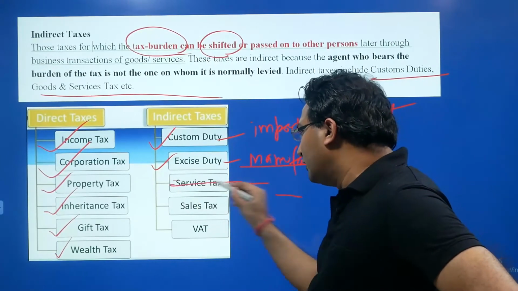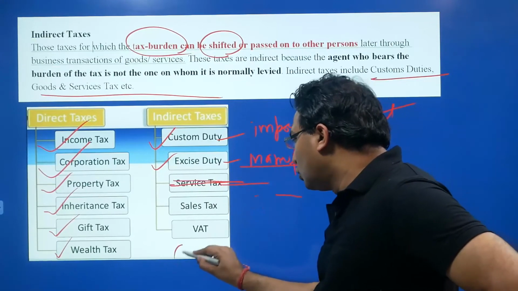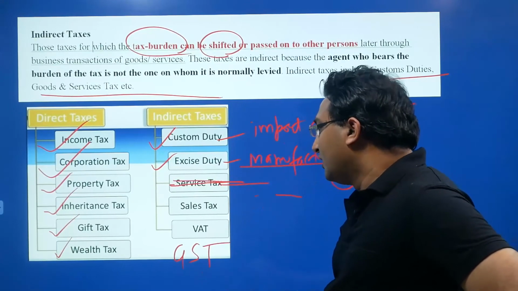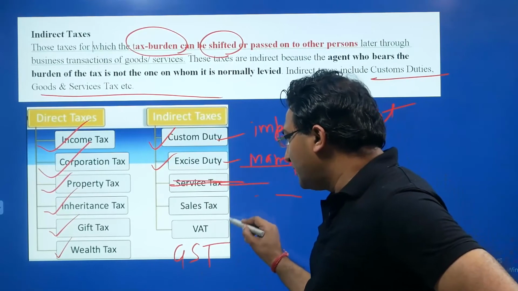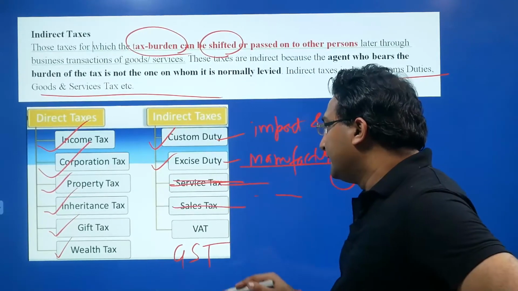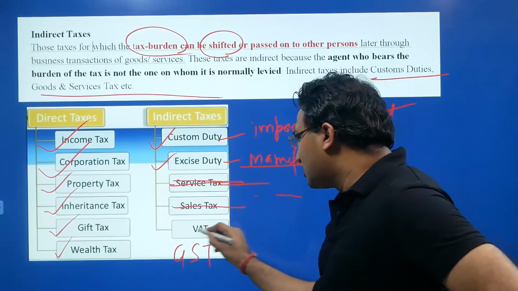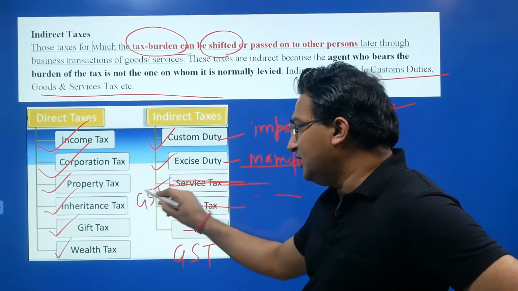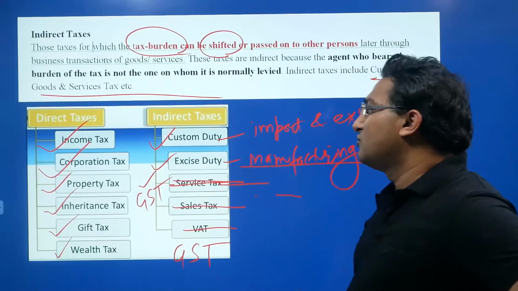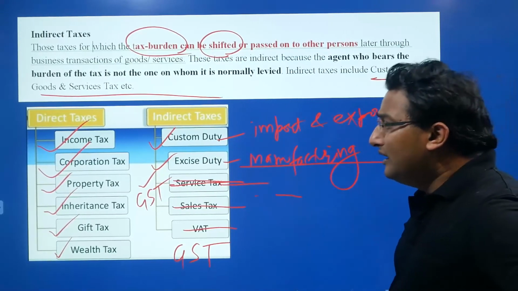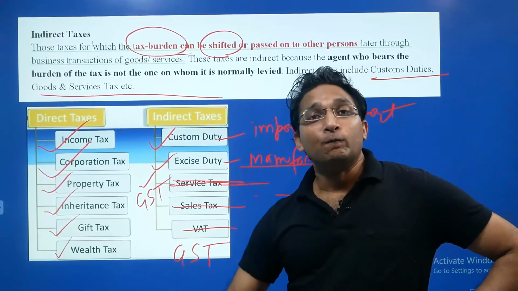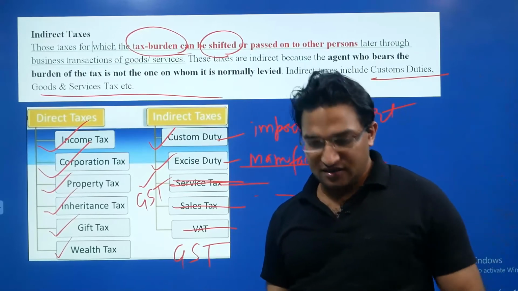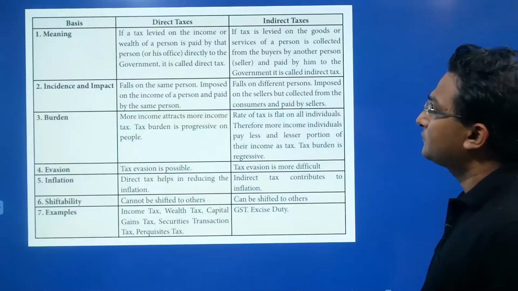This tax has been abolished after the introduction of the goods and services tax, GST. Sale tax has also been subsumed into the GST. And VAT is also subsumed into the GST. So now primarily we have GST and excise and custom duty in some cases. We will discuss each one of these taxes in the subsequent slides of this session.